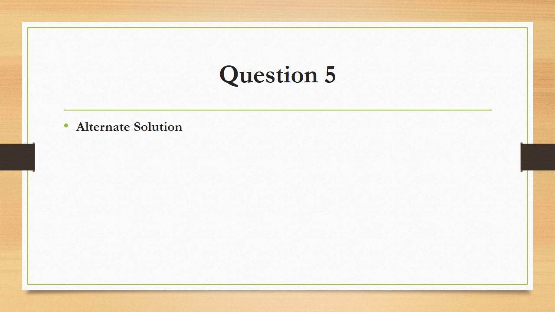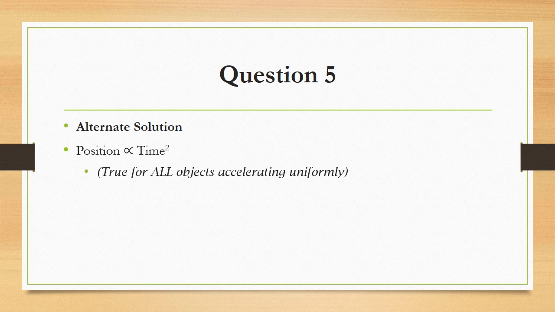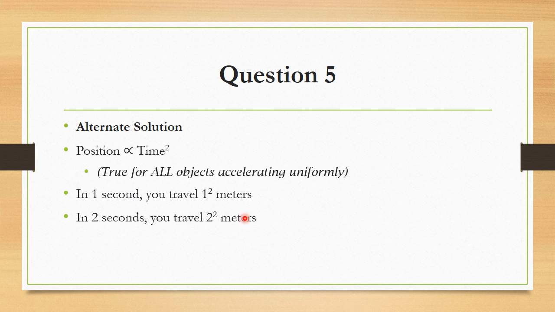Here's the other way you could have done that last question, just with the proportionality. So from the same kinematic equation we just used, you know that the position of an object is proportional to the square of its time. And that's actually true for all objects that are accelerating uniformly. Therefore, if you travel 1 meter in 1 second, basically we're saying that in 1 second you've traveled 1 squared meters. Then how far do you travel in 2 seconds? 2 squared meters, right? But that doesn't give you the displacement from 1 until 2 seconds. It gives you the displacement from 0 until 2 seconds.